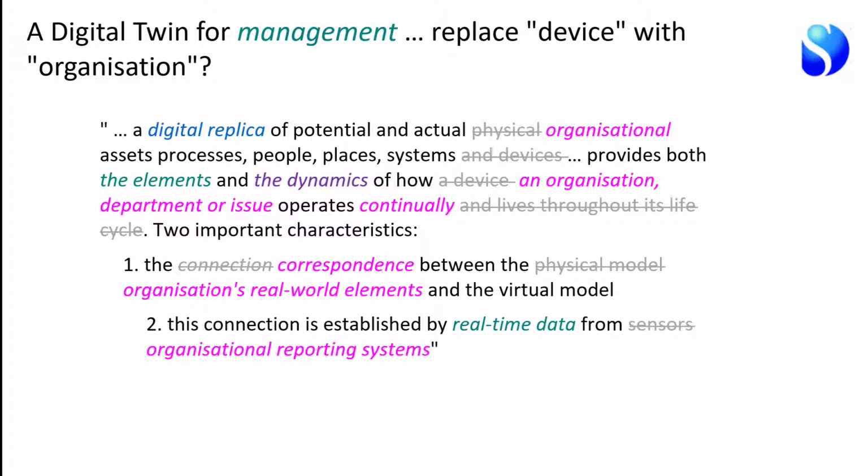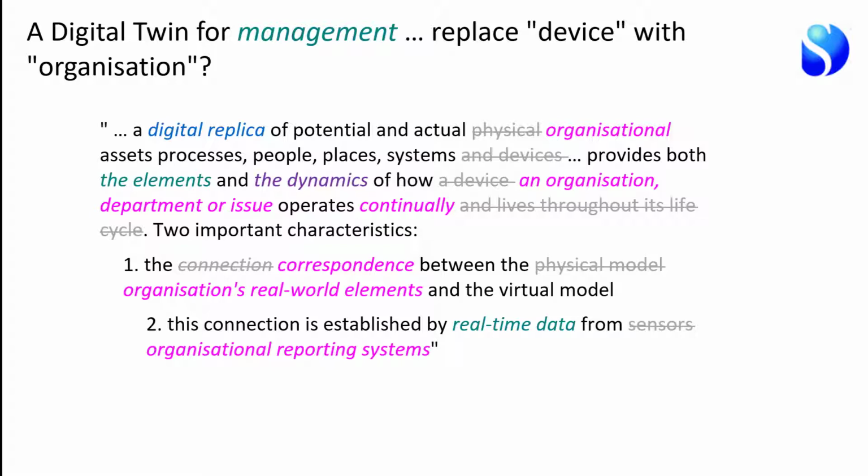And instead of that connection with physical reality, there is a correspondence between the organization's real world elements and the virtual model. So things you see in the model are matched against things that are observable and measurable in the real world. And instead of picking up real-time data from sensors, we're picking it up from organizational reporting systems that every organization operates.